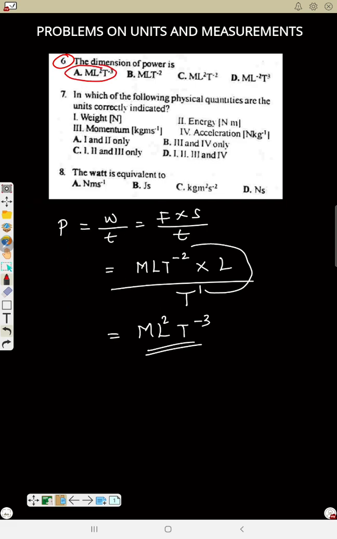So A is correct. 7. In which of the following physical quantities are the units correctly indicated? Weight is in Newton, correct. Momentum, kilogram meter per second, we've talked about that, correct. Energy, force times displacement. Force is Newton, displacement is meter, so Newton meter, correct. Acceleration is meter per second square, so that one is wrong. So that means the correct answer will be 1, 2 and 3.